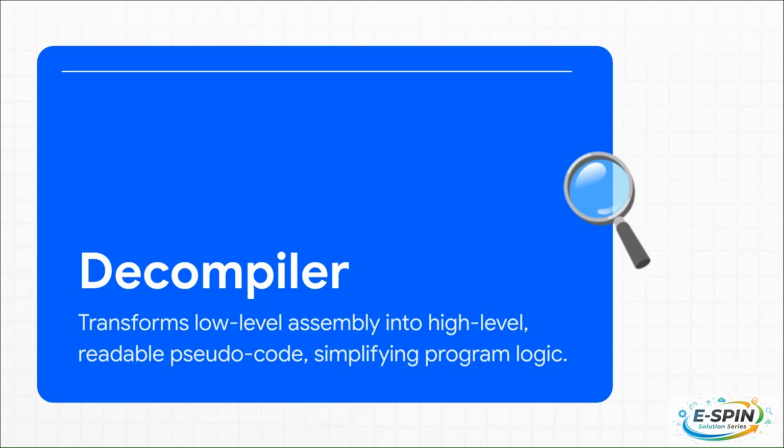Okay, so you've got the map. Now, what if we could add another layer of clarity on top of that? Well, that's exactly where a decompiler comes in. It takes that super low-level machine language and translates it back into something that looks a lot more like the original code a human wrote.